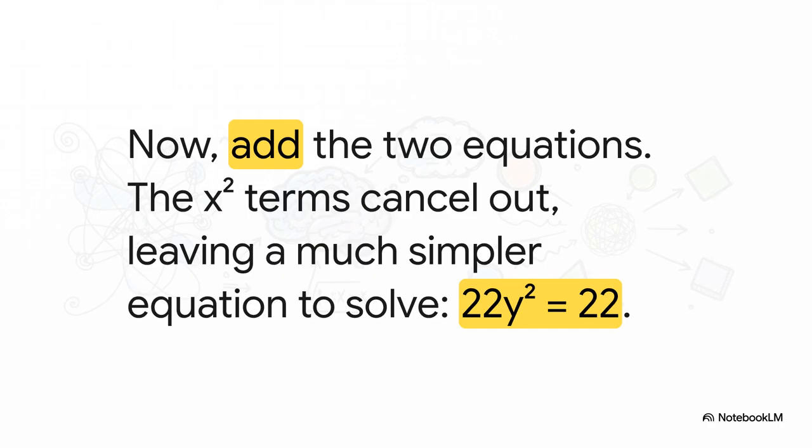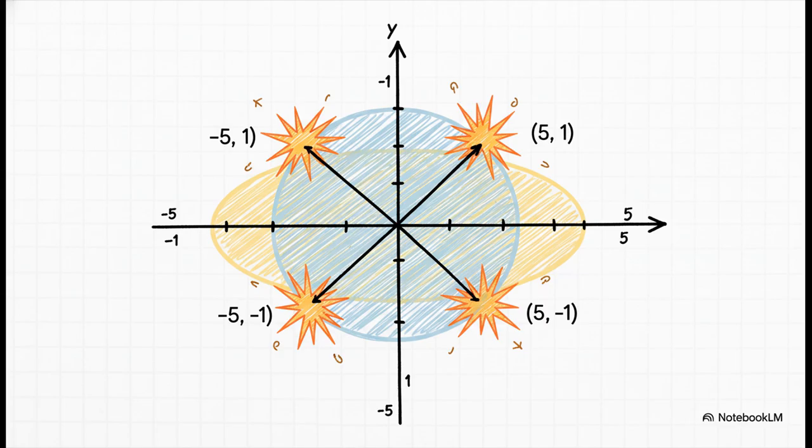22y squared equals 22. Solving 22y squared equals 22 is a piece of cake, right? Y squared equals 1, so y has to be +1 or -1. Now, we take both of those values and plug them back into one of the original equations. We find out that for both of them, x squared equals 25, meaning x can be +5 or -5. And that's how we end up with 4 distinct intersection points. Elimination just made that whole complex problem so much easier.